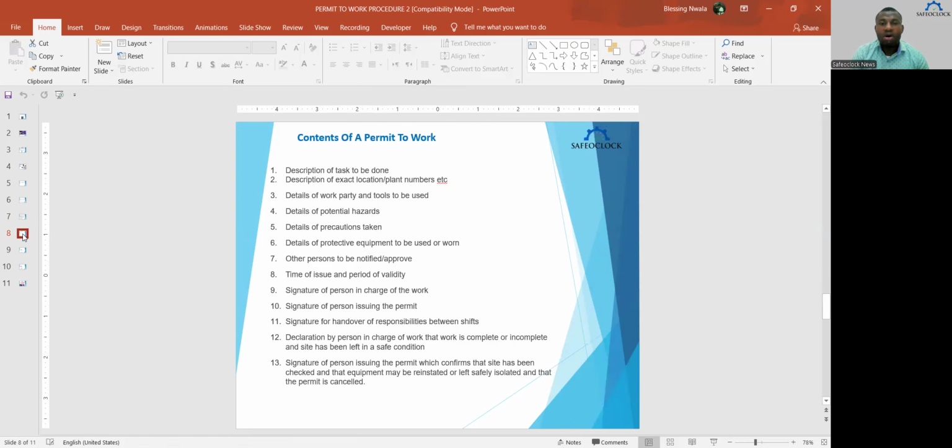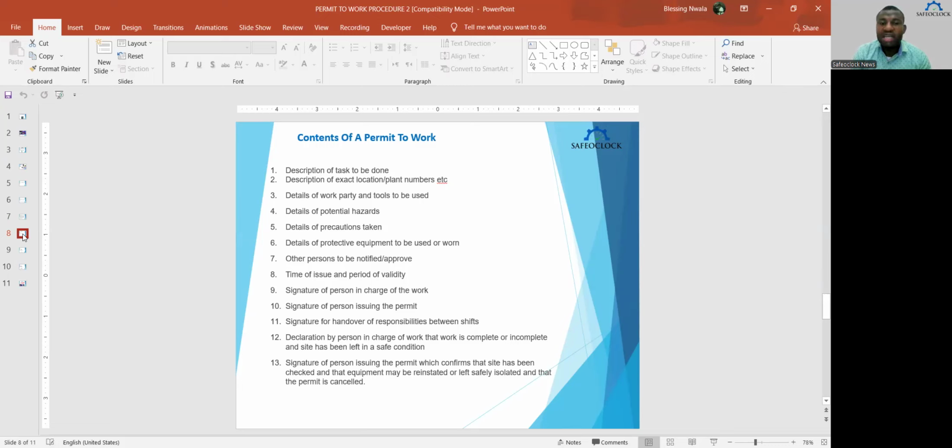Now the content of a permit. Depending on the activity, the content could vary. One of the basic contents of every permit is the description of the task. In that permit, the permit requester must have written the type of activity they are going to do, the task they are going to be carrying out, briefly. Then the exact location where the activity will be carried out will be contained in the permit. Details of the work party or tools, the equipment that they are going to use.